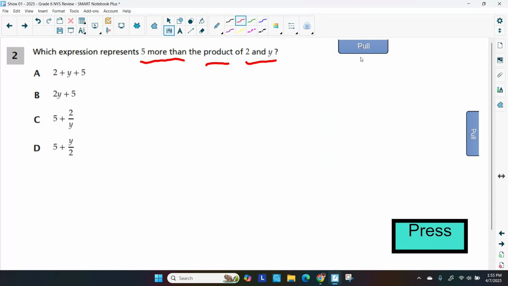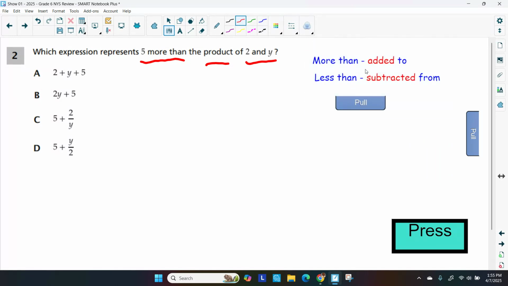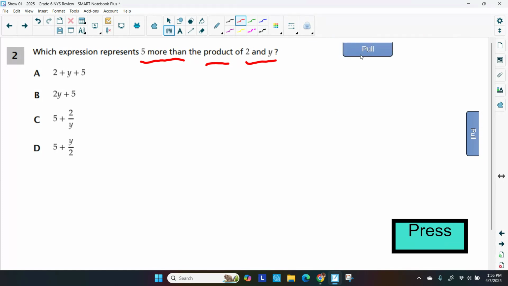And let me see what's up here. More than means to add to. Less than means to subtract it from. So those are good words to know. So let me just put this back and now go to my problem. Since I know 5 more than means to add. Now, the next thing I have is product. Circle that. Product means to multiply.